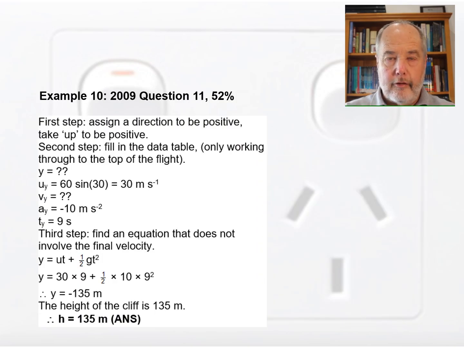You need to specify a direction to solve this question. Typically you will set up up as being positive. Then we know the elements that we've got to deal with. We use the acceleration is minus 10, the initial speed is 30 meters per second up, and the time is 9 seconds. If we put that all in, we're going to get that the height after 9 seconds is minus 135 meters. That means that the cliff was 135 meters higher than where it landed. Therefore, H is 135 meters.